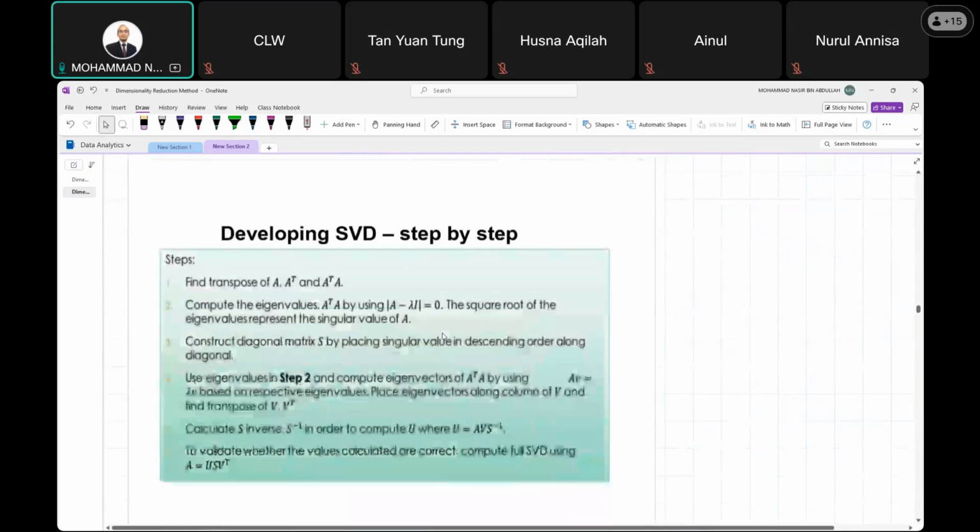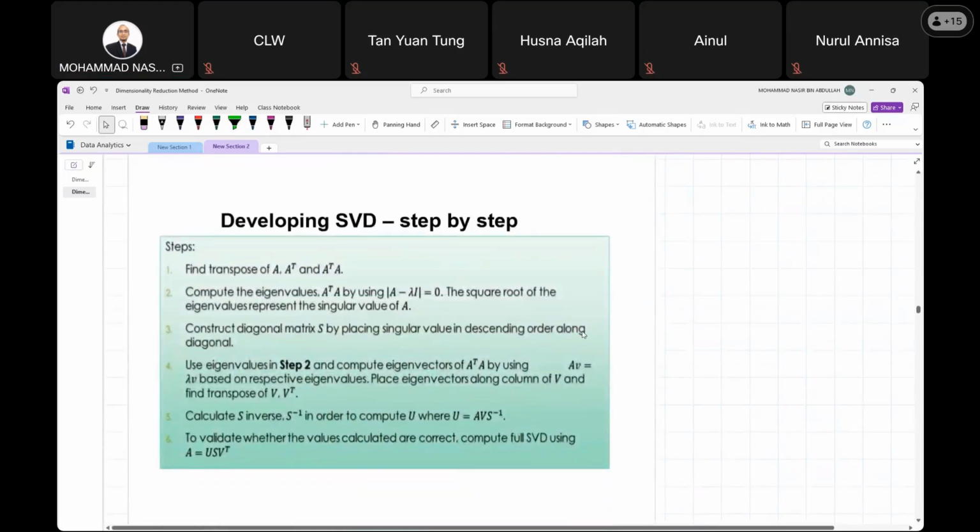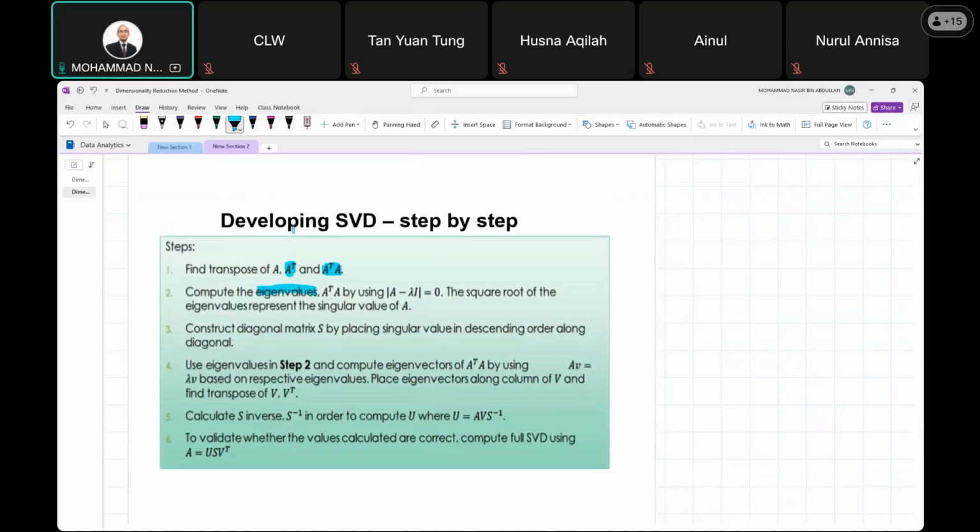So now, to develop singular value decomposition step by step, first thing, we need to compute the matrix A transpose and A. And then we calculate A transpose multiplied with A. Next, after computing A transpose A, we need to find the eigenvalues by using this formula, determinant of A minus lambda I multiplied.